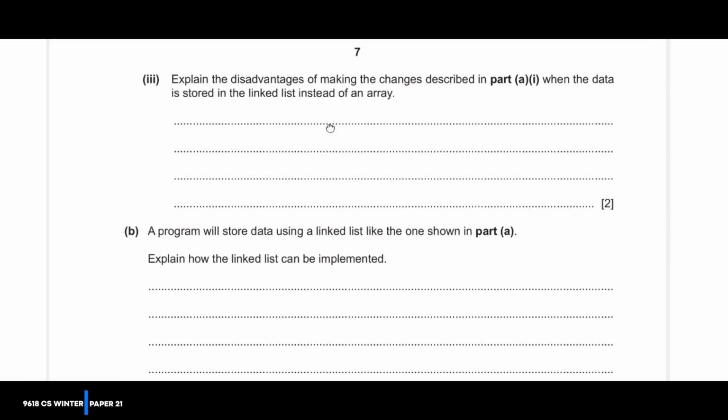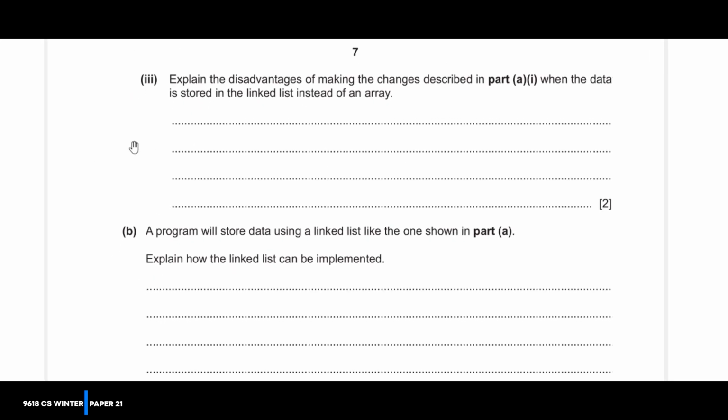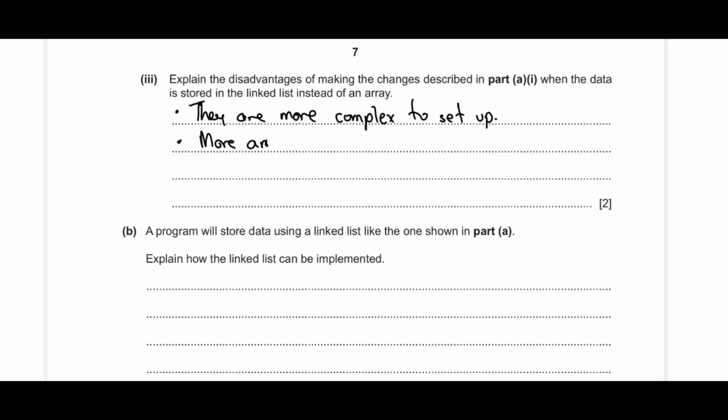Now, explain the disadvantages of a linked list over an array. So first of all, linked lists are way more complicated to set up, declare, stuff like that. We need two arrays, one for the node and one for the pointers. Since it's a little bit more complicated to set up, the first initial thought should be more arrays needed. So we can write more arrays needed. So that's a little bit of hassle with the linked list.